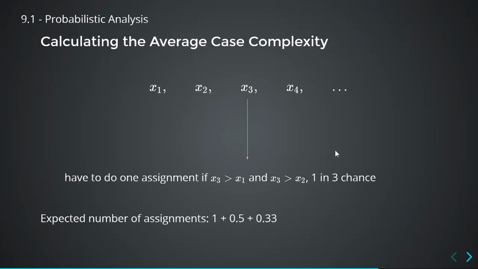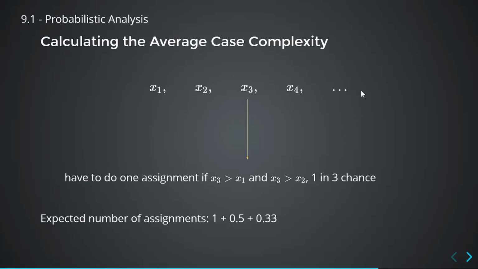What about the number of assignments? Well, you have to do an assignment only when x3 is bigger than both x1 and x2. You have to do one assignment. If x3 is smaller than x1 or smaller than x2, doesn't matter, then you only have to do 0 assignments. So again, the expected number of assignments is 2/3 times 0, as in x3 is smaller than x1, x2, plus 1/3 times 1. So it's just 1 times 1/3.